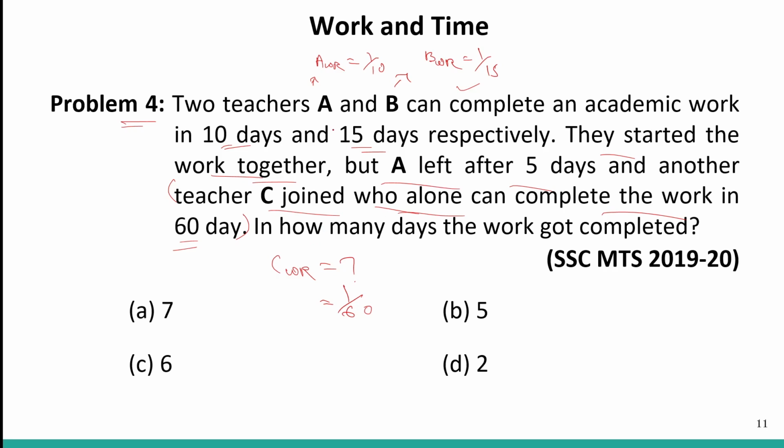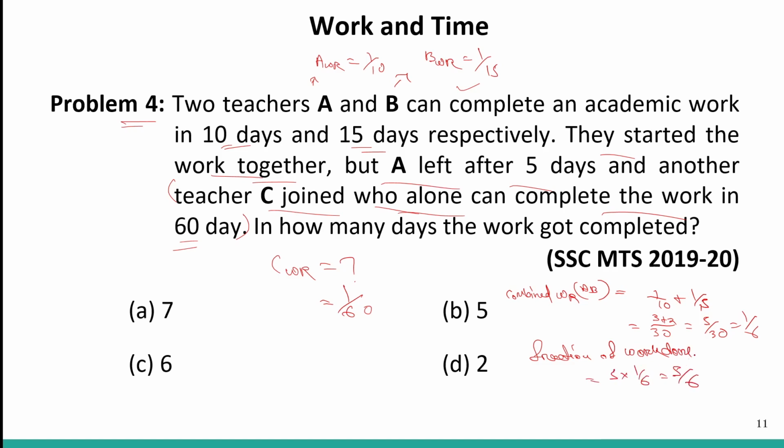Given that two teachers A and B first work together, we will calculate the combined WR of A and B. That is equal to 1 by 10 plus 1 by 15, that is 3 plus 2 is equal to 5 by 30, which is equal to 1 by 6, right? So they work for 5 days. In 5 days, fraction of work done is 5 into 1 by 6, that is equal to 5 by 6. So we have completed five sixths of the work, and all we are left with is the 1 by 6th part. That's where C joins the team.